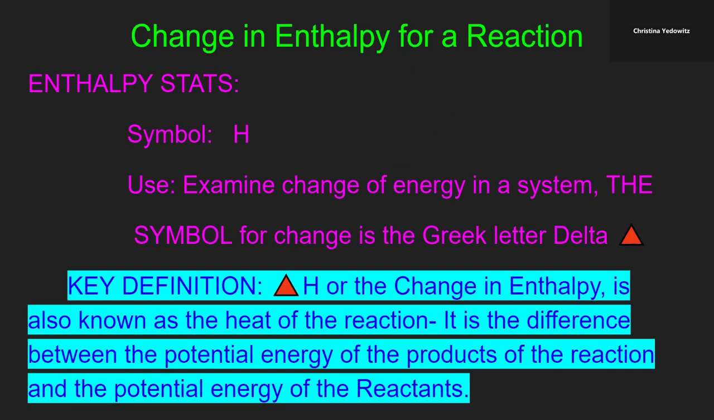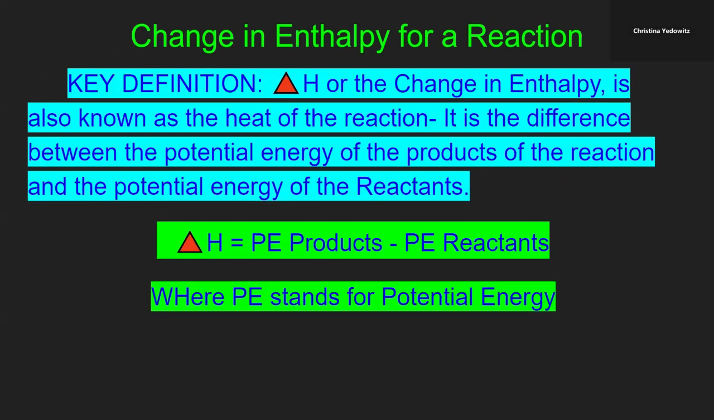So, just like we did change in temperature when we did heat equations, now we're going to do change in enthalpy. And so change in enthalpy is calculated by taking the amount of energy that your products had at the end of the reaction and subtracting from it the amount of energy that your reactants had when they came into the reaction. When we do this, we call this overall thing the heat of the reaction or the change in enthalpy. They're both the same thing. Essentially you can calculate it, but we're going to more clearly look at it on a graph together.